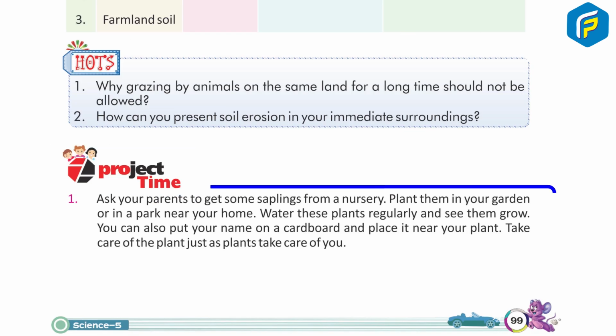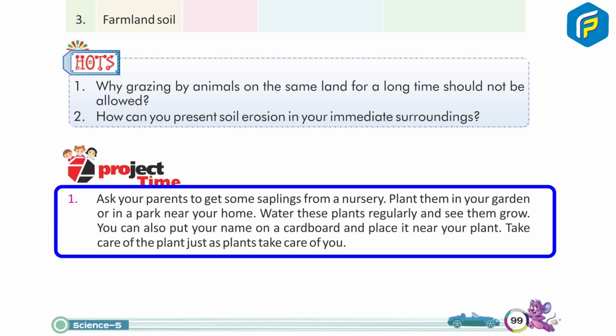Project time. 1. Ask your parents to get some saplings from a nursery. Plant them in your garden or in a park near your home. Water these plants regularly and see them grow. You can also put your name on a cardboard and place it near your plant. Take care of the plant just as plants take care of you.